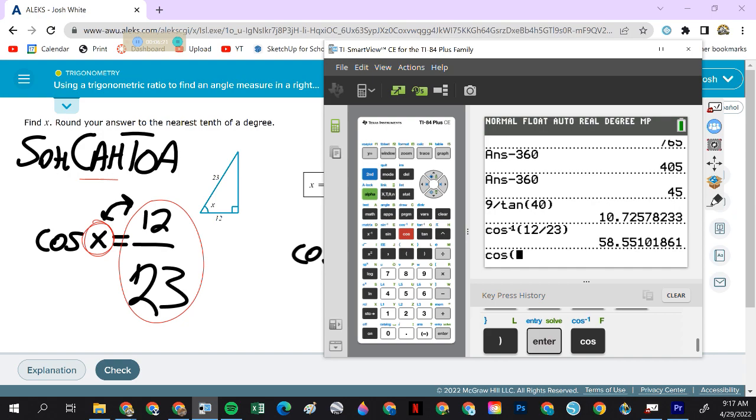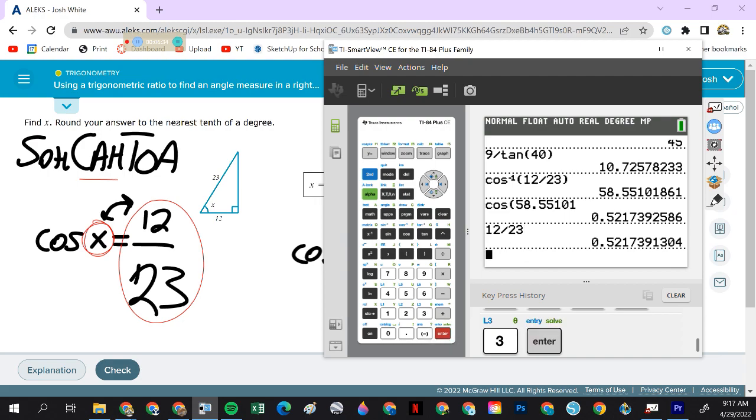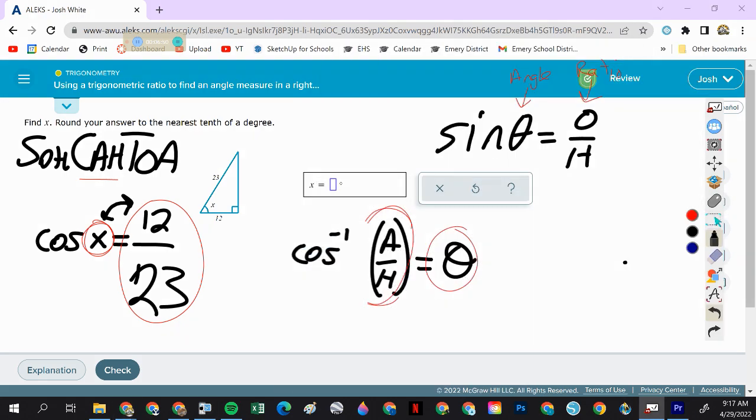If I take the cosine of 58.5501, then I get 12 over 23. So if you know the angle, you use the sine, the cosine, and tangent buttons. If you don't know the angle, then you use the inverse buttons. Can you guys remember that? Okay, let's do a couple of these.